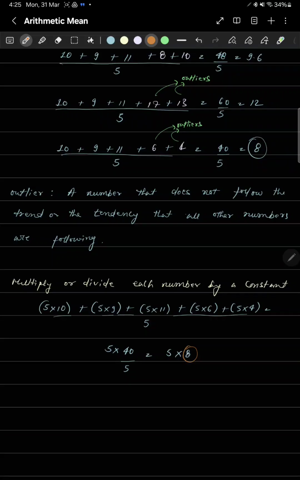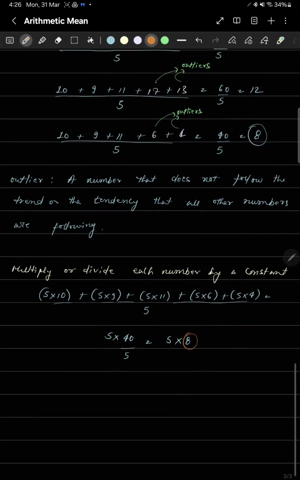So what we can say is that if we multiply or divide each number by a constant, the average would also get multiplied or divided by that number. Okay. So you can try for division because essentially multiplication and division are the same things, right? Division is like multiplication by a fraction, not factor. Okay.